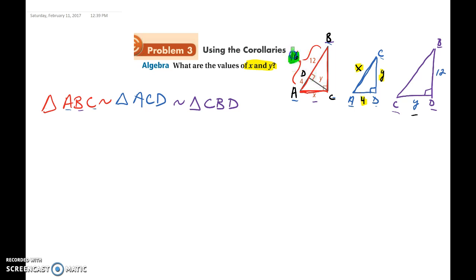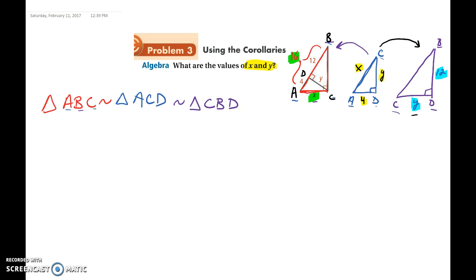So we only have 16 and X for the red one, and then we only have 12 and Y for the purple one. So what this is showing us is that we're going to have to use this blue triangle and the red one to solve for a missing side, and then we're going to have to use the blue triangle again to solve for the other missing side for purple. All right, so we're going to have to use blue to create proportions with the other two triangles because blue is the only one we have all three sides.